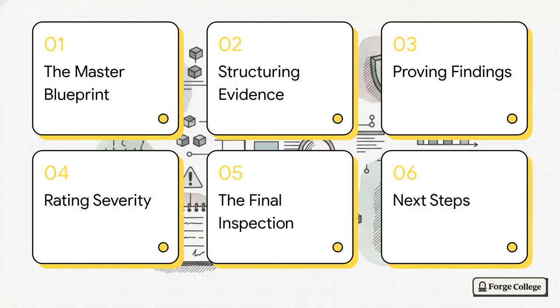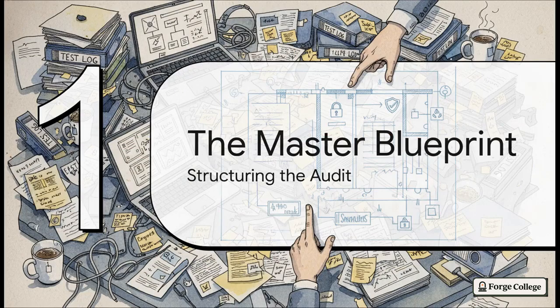Here is our roadmap for today. First, the master blueprint. Second, structuring your evidence. Third, proving your findings. Fourth, rating severity and impact. Fifth, the final inspection. And finally, next steps and conclusion. Okay, let's jump right into part one, the master blueprint.